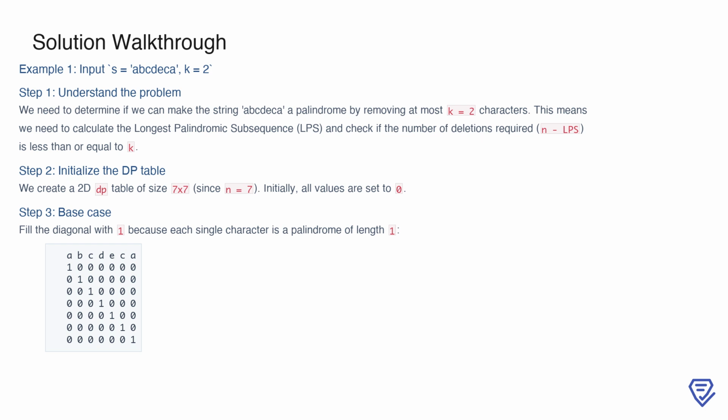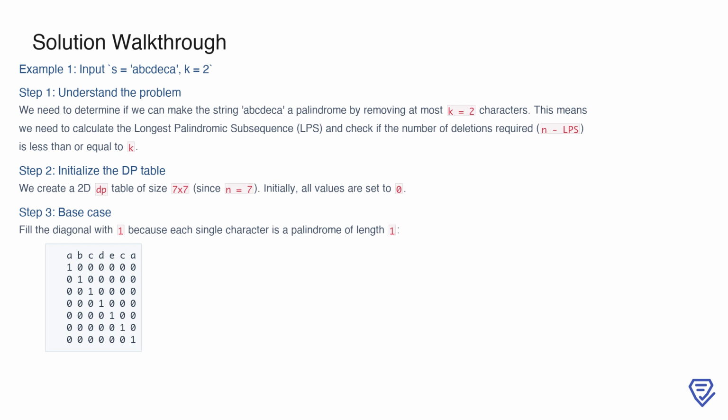Here we begin with an example where the input string is ABCDCA and the maximum number of deletions allowed is 2. To solve this, we need to determine if we can make the string a palindrome by removing at most 2 characters. The key insight here is to calculate the longest palindromic subsequence, or LPS for short. Once we know the LPS, the number of deletions required can be calculated as the total length of the string minus the LPS. If this number of deletions is less than or equal to 2, we return true.